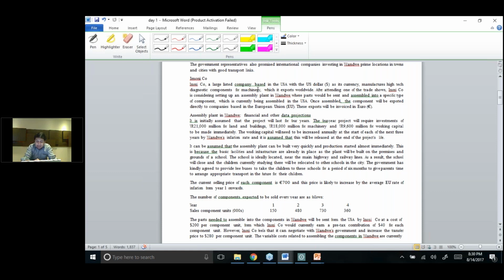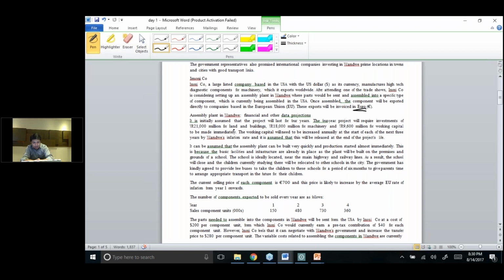Imani, a large listed company based in the USA with the US dollar as its currency, manufactures high-tech diagnostic components. After attending one of the trade shows, the company has decided to invest in Yelandi. So they will be setting up an assembly plant there. Once assembled, the components will be exported to the European Union, and will be priced in euros.